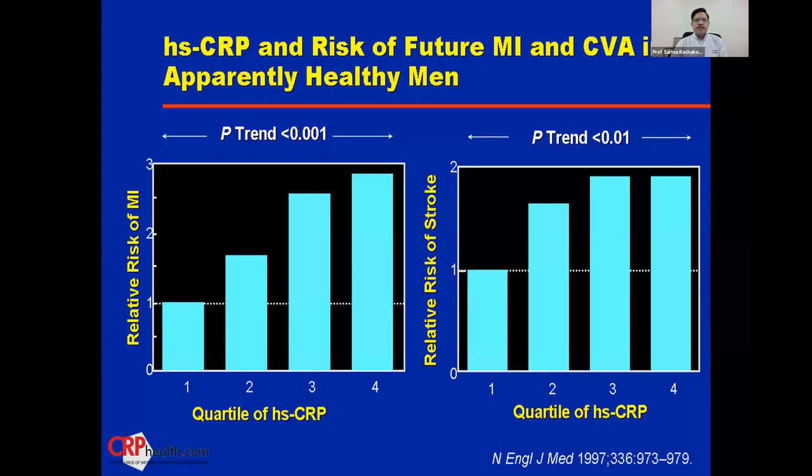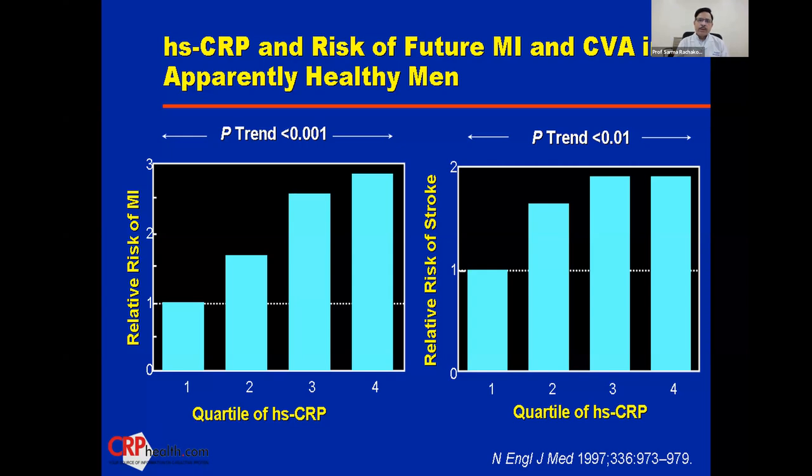So you see, HSCRP and risk of future MI and CVA in apparently healthy men, by quartile of HSCRP: first quartile, second quartile, third quartile, fourth quartile. First quartile is normal and fourth quartile is highly abnormal. The relative risk of MI is that much higher. First quartile, risk factor 1, risk number 1, and the fourth quartile is 3 times the risk.